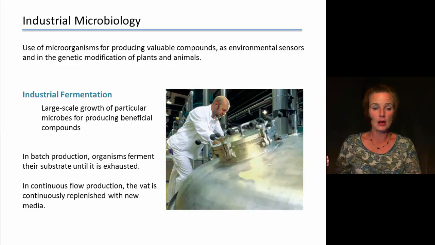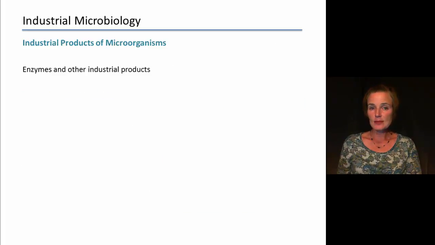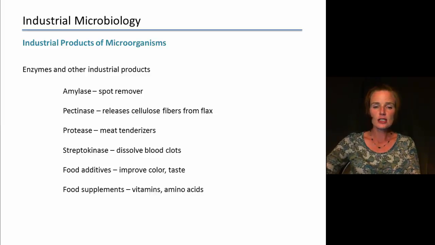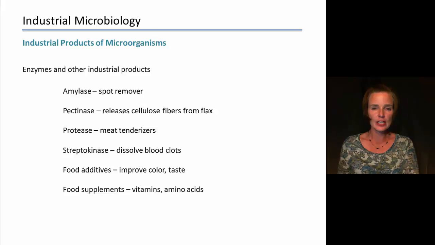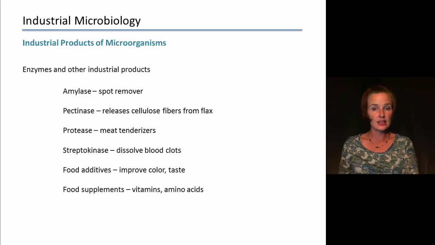There are various enzymes and industrial products that can be obtained from microbes. Just a list of some of those we can see right here. Amylase is a spot remover. That is an enzyme. Pectinase is going to be an enzyme that can be used to release cellulose fibers from flax, and then that flax can be used for making linen. Protease is oftentimes used as a meat tenderizer. Streptokinase can be used in the medical field because it can dissolve blood clots.